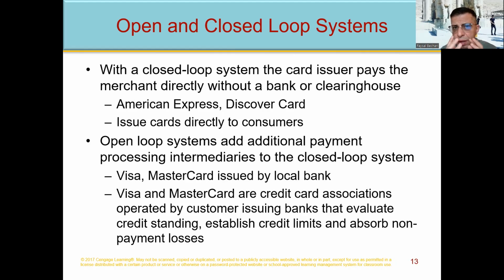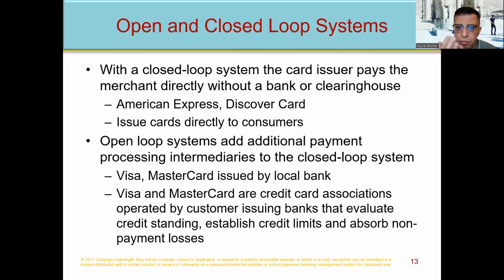But overall, we have an open and a closed loop system. With a closed loop system, the card issuer pays the merchant directly without a bank or a clearinghouse, like American Express and Discover Card, and they charge the client. They issue the card directly to consumers. The open loop system adds additional payment processing intermediaries to the closed loop system.